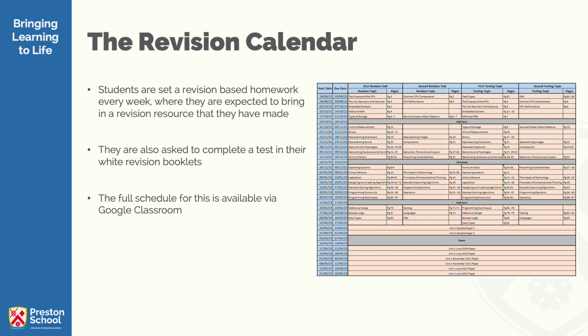To assist with that, I've put together and released a revision calendar. This tells students exactly what they need to revise and how they need to test themselves every week of Year 11. This is something that's set as homework each week. It's set on a Friday, and students are expected to bring their revision resources with them to their lesson the following Friday and show me what they've created. This is available for all students through Google Classroom. It's also linked to the page of the textbook which students have been given. So against every single section, it tells them exactly what pages they need to be looking at.